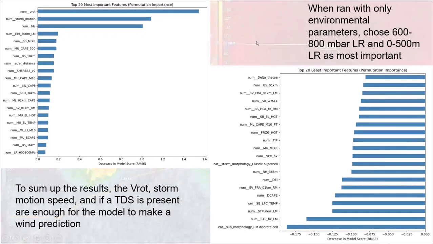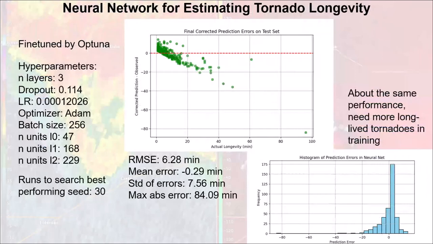I did run this model again with just environmental features, nothing from radar or the satellite. It shows 600 to 800 millibar lapse rates and 0 to 500 meter lapse rates as being the most important. And tornado intensity, it's still a black box. I don't know why it made those predictions, but I can at least find which features it was keying on, and perhaps there's literature or other scientific hypotheses for why, or if these environmental parameters actually relate to tornado wind speed. And then next I went with estimating tornado longevity.